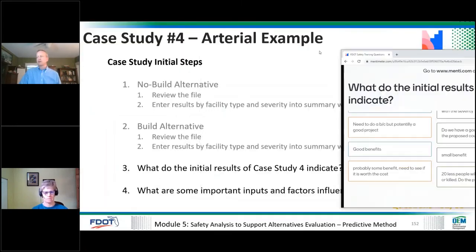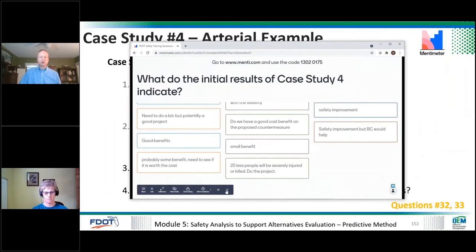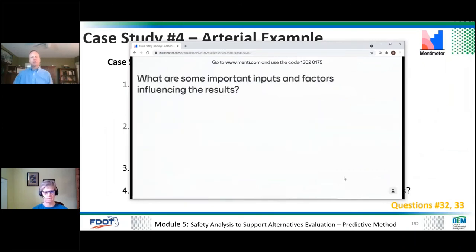All right, good answers. Thank you all. I'm going to have one more question on this: inputs and factors influencing the results. Did you see anything that jumped out at you as you're looking at the spreadsheets? Maybe the person who was asking the question saw what the CMFs were. Are there CMFs that are driving this? Anything that you think the project team should know about?